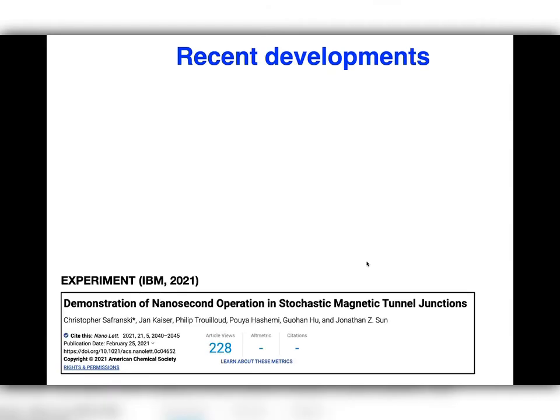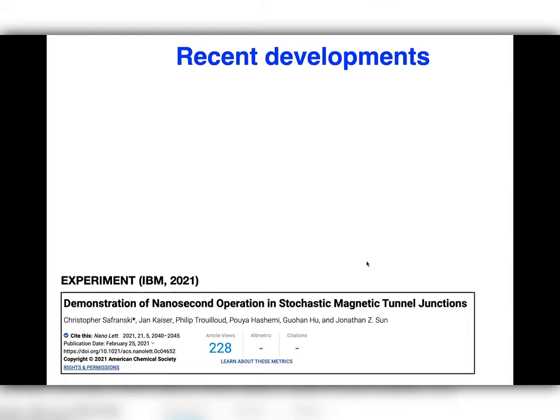Now, there are some very recent developments. If you're in this field, let me mention those. This nanosecond operation of stochastic magnetic tunnel junctions, we've been predicting this for a number of years. We have a couple of papers that predicted that these magnets can be really, really fast.